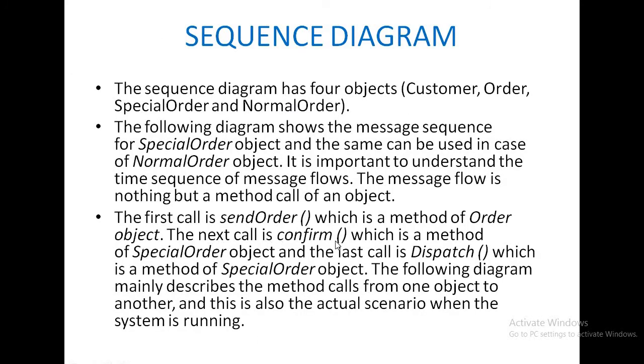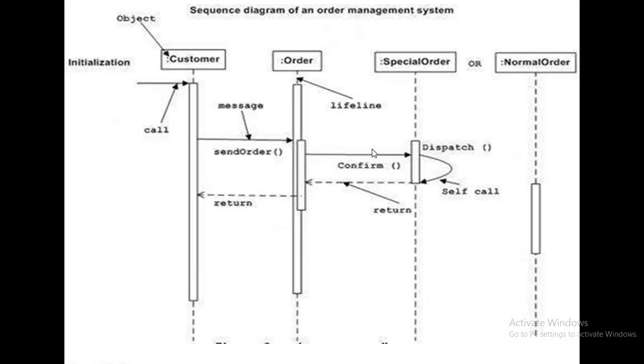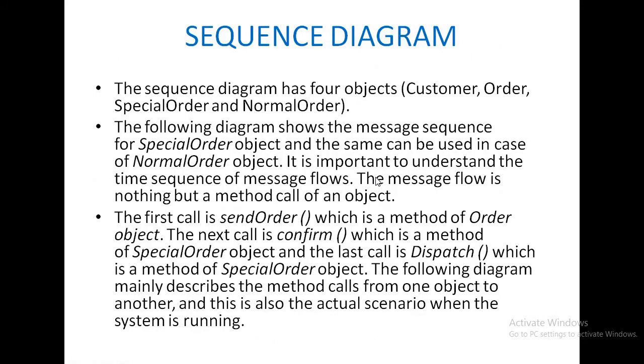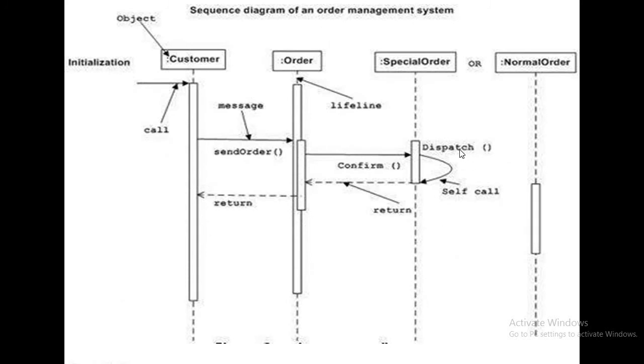The next call is the confirm method, which is a method of the special order object. Confirm order is a method of the special order object, and the last call is the dispatch method, which is also a method of the special order object.